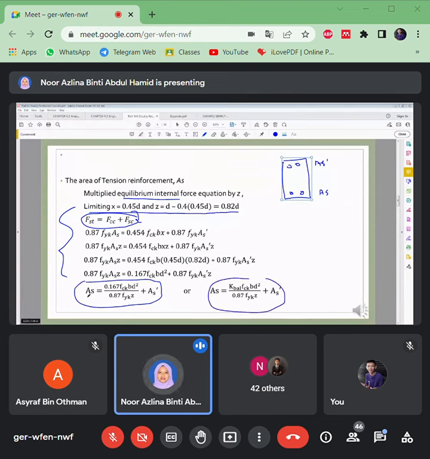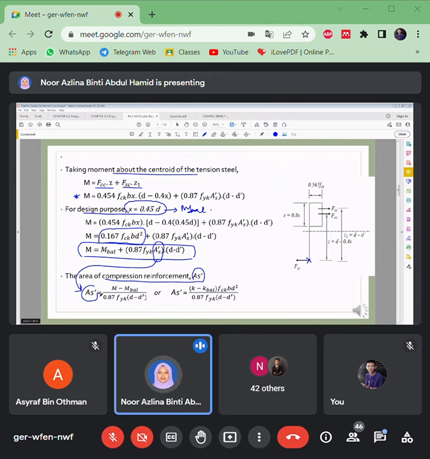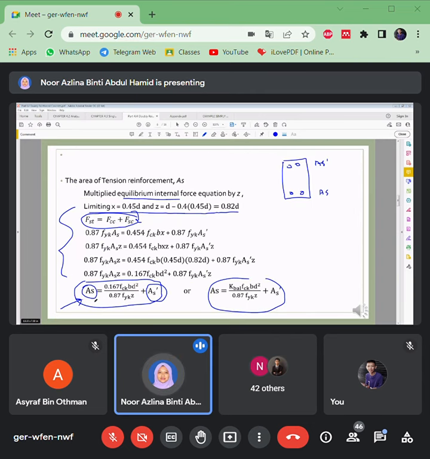If you look at this equation of AS, it includes plus AS prime. Okay, 0.67 plus AS prime. So that means in order to know the AS value, the area of tension reinforcement, you have to calculate AS prime first. Calculate AS prime first, then you can continue to proceed to calculate the AS because the equation includes the AS prime.